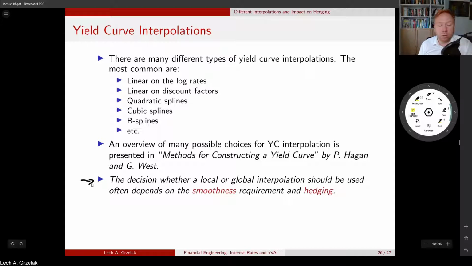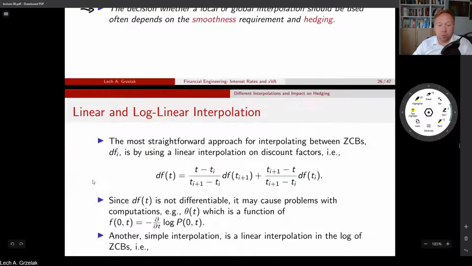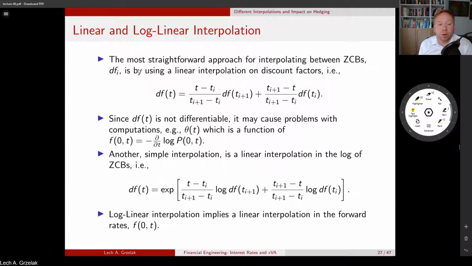We will also be focusing more on smoothness conditions and the impact on the hedging. So whether the interpolation is local or global, and the impact of that on our results. That will be from that part.